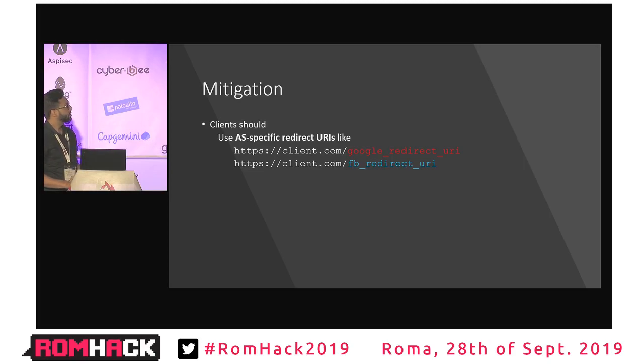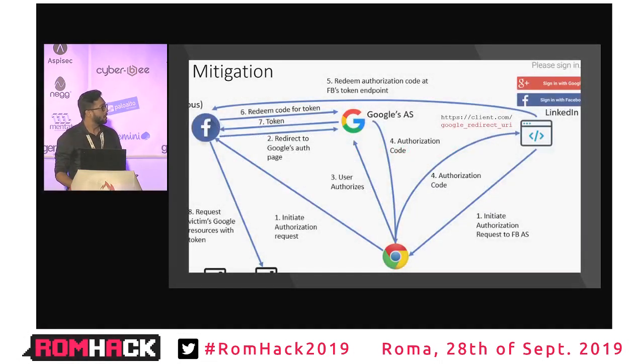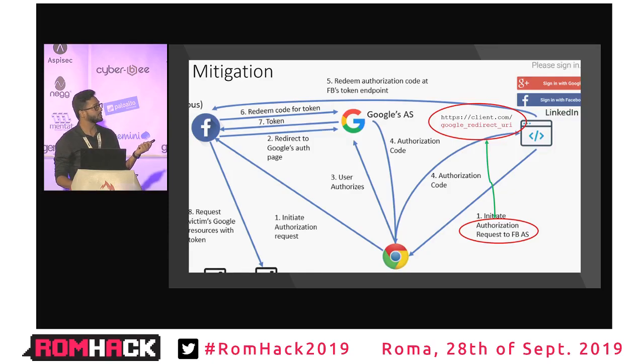So as a mitigation, the clients must register different redirect URIs for every auth server. So something like Google redirect URI and Facebook redirect URI would suffice. How this helps is that when the client initiates the authorization request, it knows that it requested Facebook. But when the auth code is redirected back, it is getting redirected back to Google's redirect URI now. So there is a discrepancy here, and the client should be able to figure this out and stop the processing of the next step.